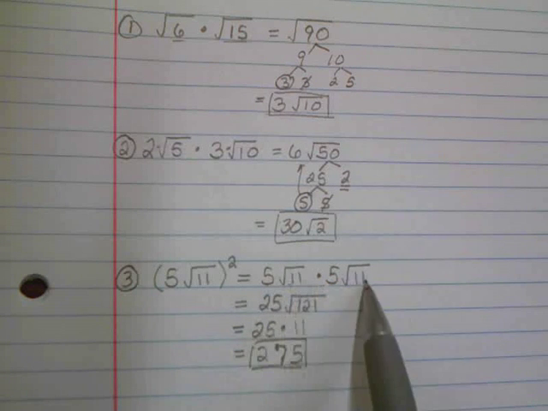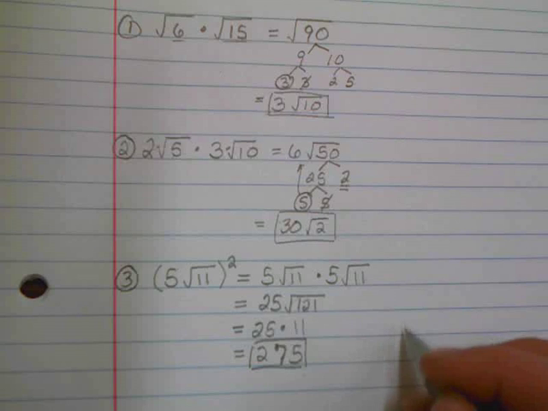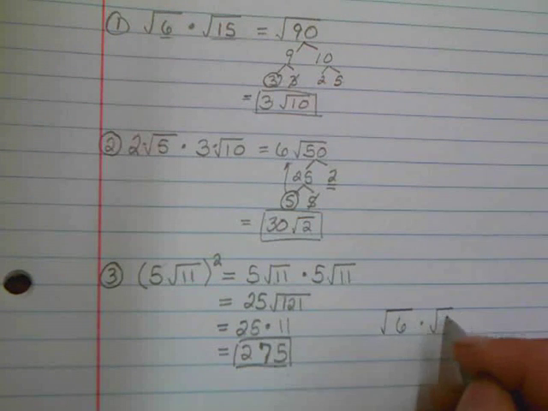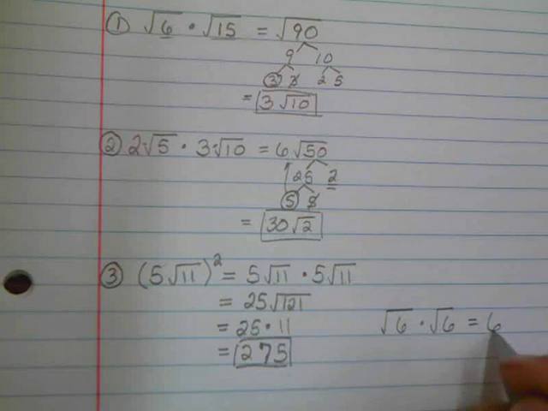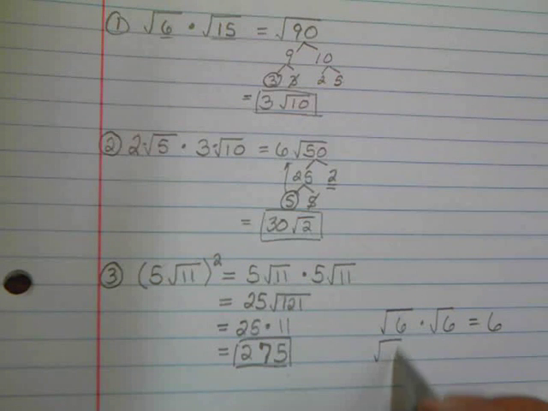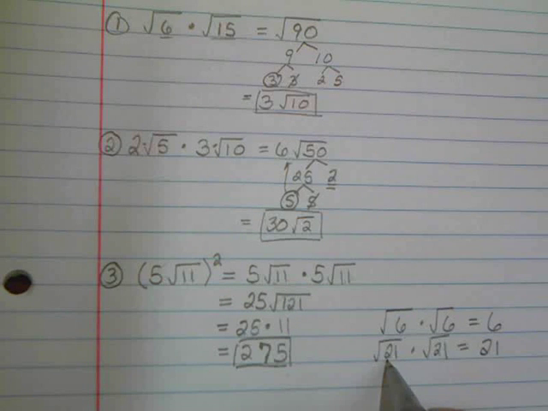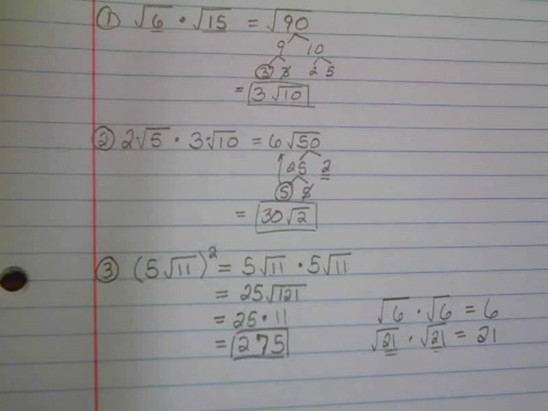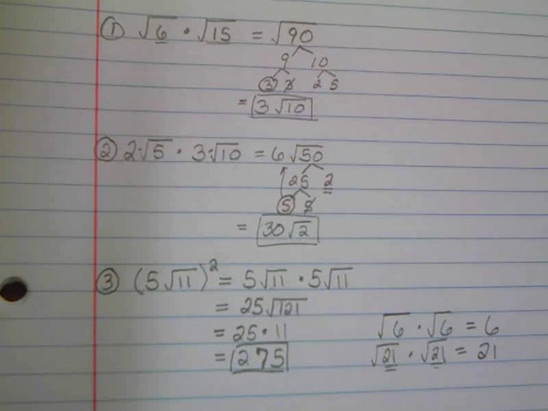A nice, cool little fact that you can take away from this is if you ever are doing something like the square root of 6 times the square root of 6, that's just 6. The square root of 21 times the square root of 21 is equal to 21. When you take the square root of something and you multiply it by itself, you just get the number underneath the square root. And this is something that's going to come in handy when we go to rationalizing denominators, which is the next video.